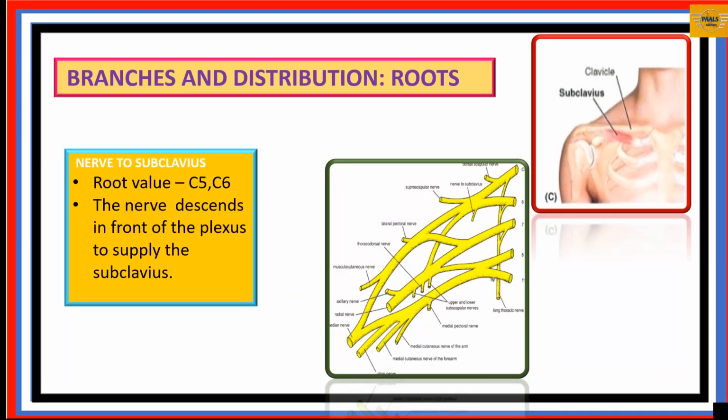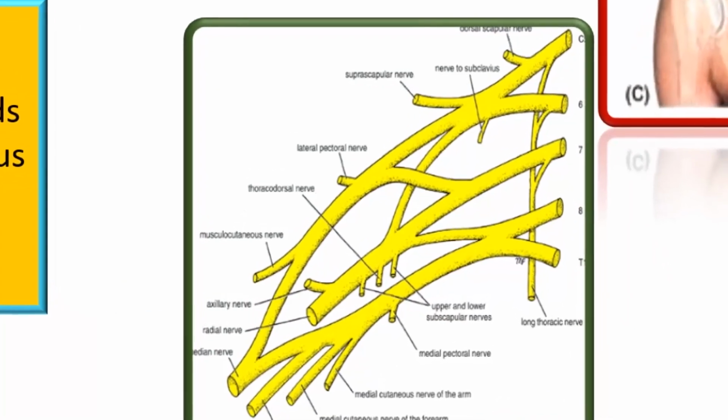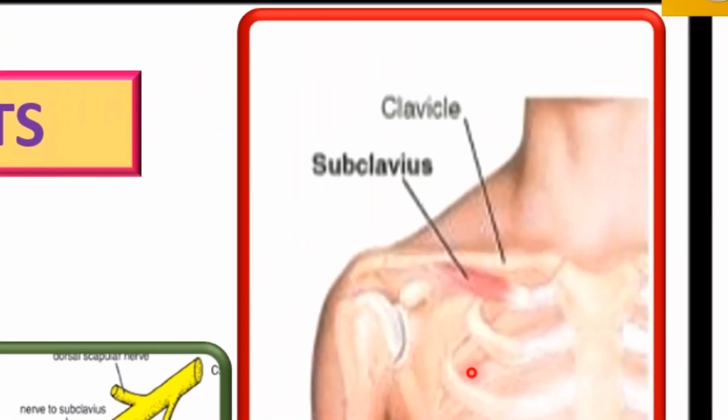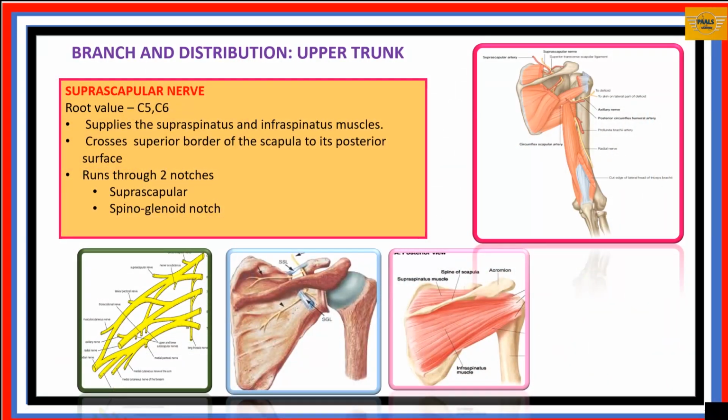The next branch we'll look at is nerve to subclavius. Here again is the nerve to subclavius. And we can see it has 2 roots, one from C5 and the other from C6. Now this nerve will descend in front of the brachial plexus and will run to supply the muscle called subclavius. Here in this diagram is the subclavius muscle. So this is the muscle that's innervated by this nerve to subclavius.